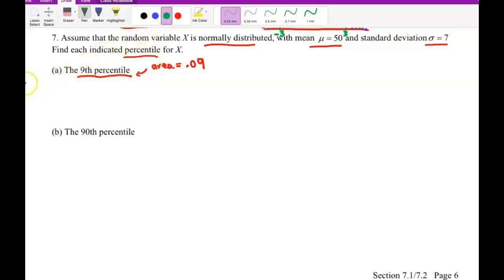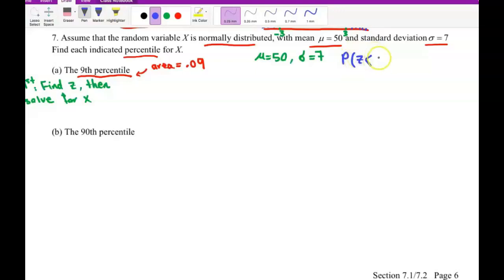Okay, so first step, find z, then solve for x. So here we have mean as 50 and standard deviation is 7. And we need to find the area when z is less than, I don't know that part, and actually that probability is given. So the probability is given and we need to find out z is less than what number. So probability or area is equal to 0.09 or 9%.